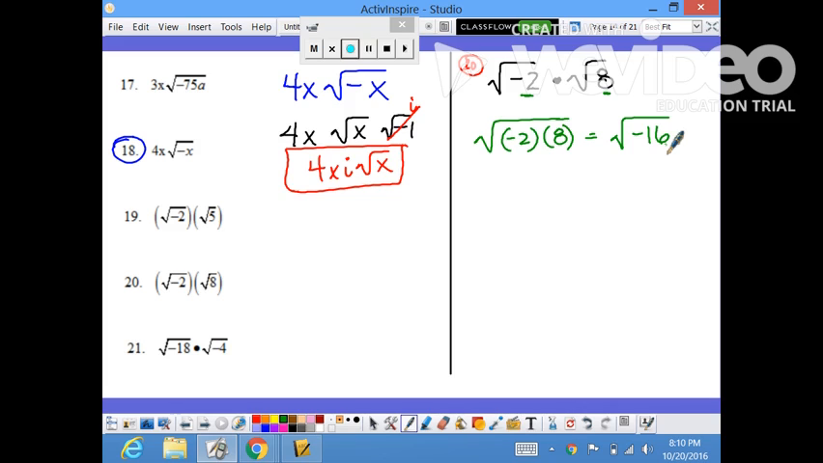Now let's break that down. You have the square root of 16 times the square root of negative 1. Remember, the square root of negative 1 is what? It's i. What's the square root of 16? 4. So the answer is 4i. Okay, so that's number 20.